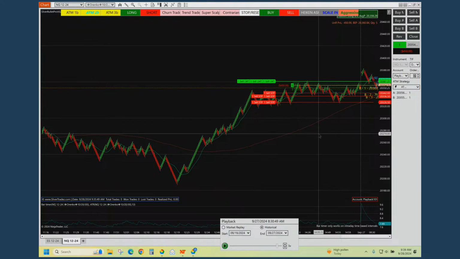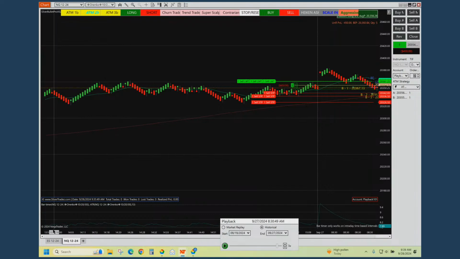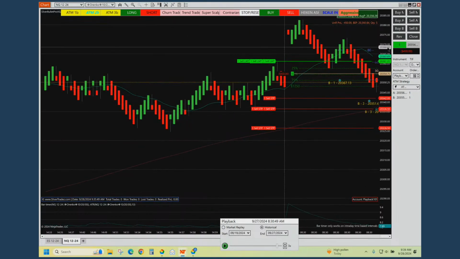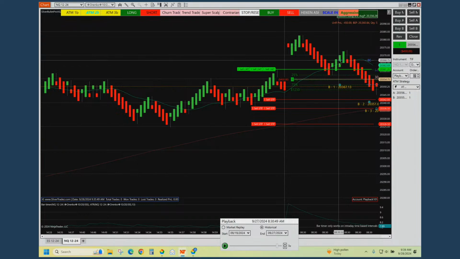Order filled. So here what happened was the software added more positions because it took the trade. Let me make it nice and bigger. So the software took the trade here, but the market went against it.